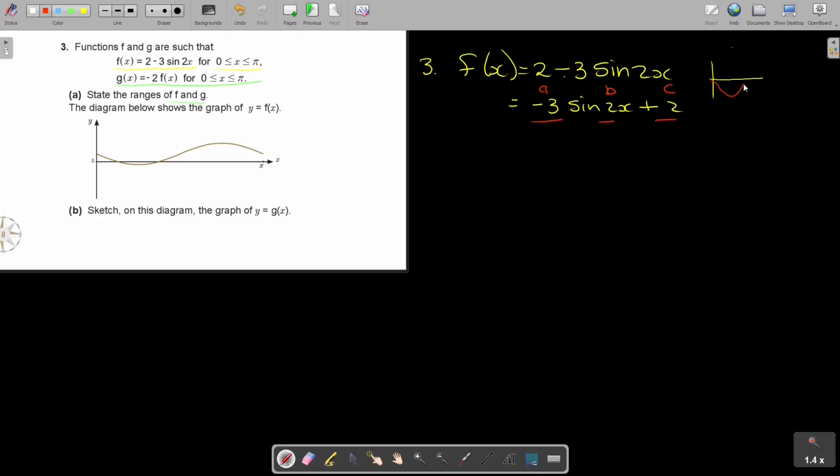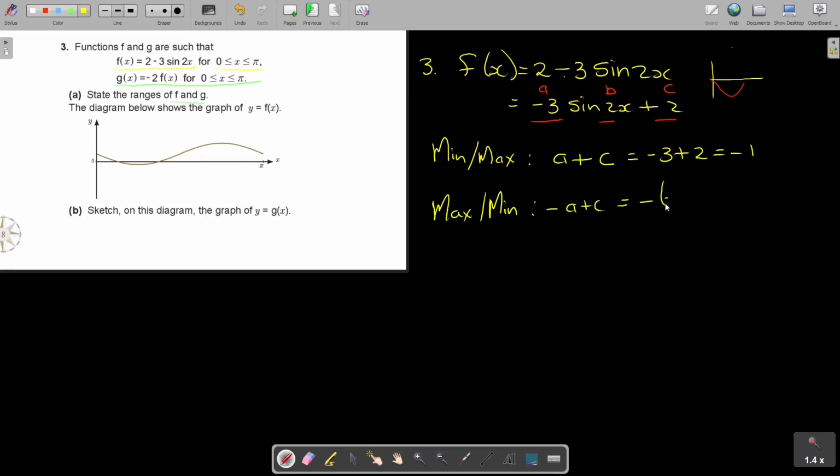So this is going to be a reflection in the x-axis, and this can switch the minimum and maximum points. So I'm going to rather write it like this, and I'll show you now why. But still, for the one, it's going to be A plus C. And for the other one, it's still going to see the extreme points, the largest y value and the smallest one. It's going to be negative A plus C. So if I do this one, it's going to be negative 3 plus 2, and that's going to be negative 1. And if I do this one, that's going to be 3 plus 2, and that's going to be 5.